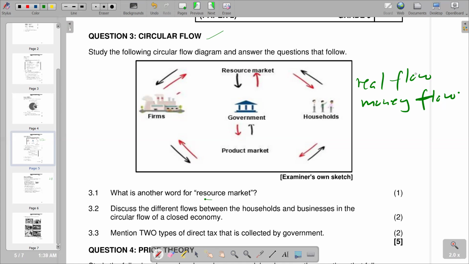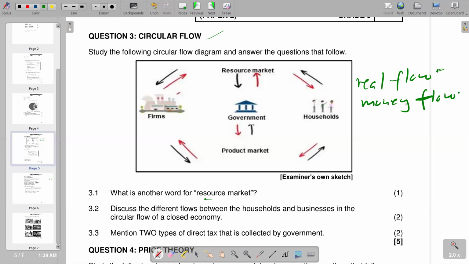The real flow is represented by the goods and services that are being produced. When households buy those goods and services from the businesses, spending their income in the form of salaries and wages, the movement of the goods and services indicates the real flow. So the real flow indicates goods and services.